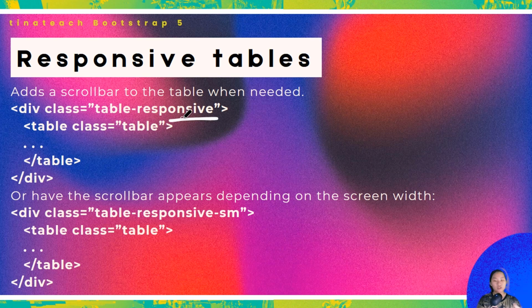That's it. And you can also customize this a little bit. With table responsive alone, the scroll bar will just appear. It just does its thing automatically. But if you want to have the scroll bar appear depending on the screen width, you can type in table responsive SM for small. You can do MD for medium, XL for extra large, and XXL for extra extra large. Okay, you see what I'm getting at here, right?